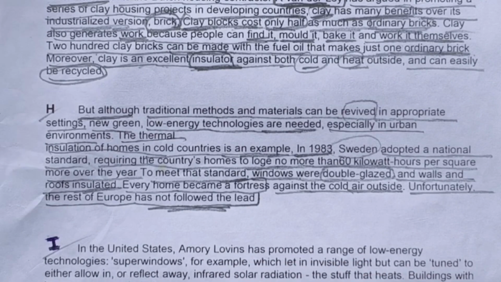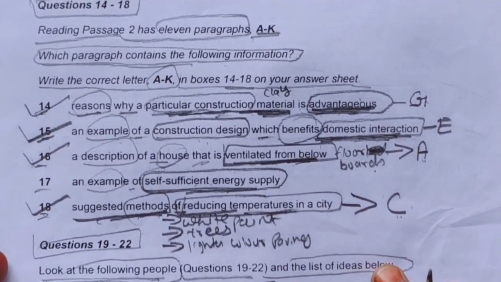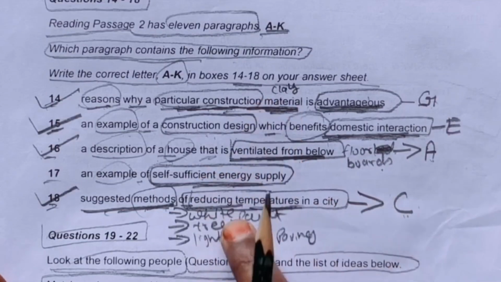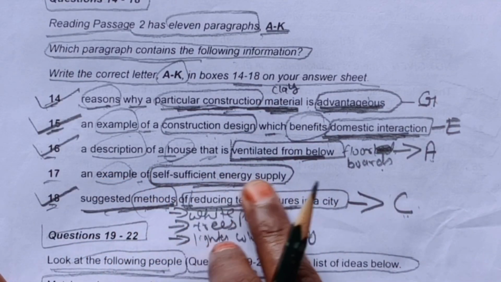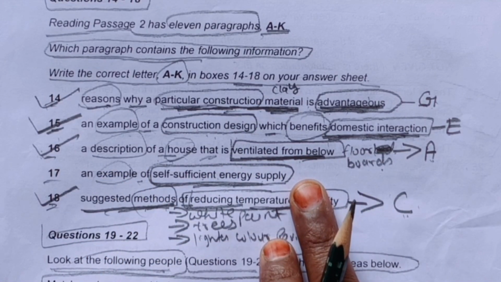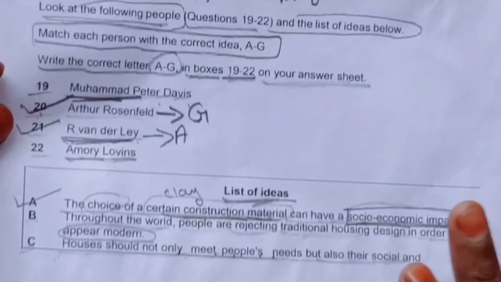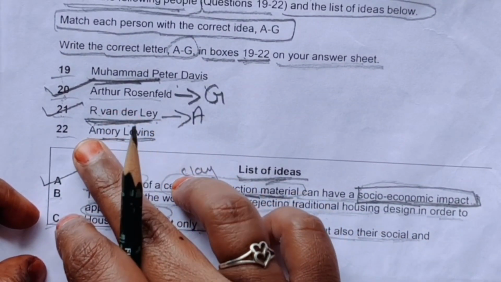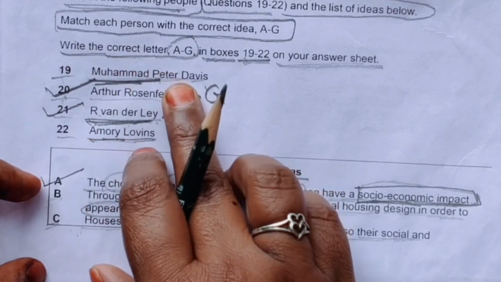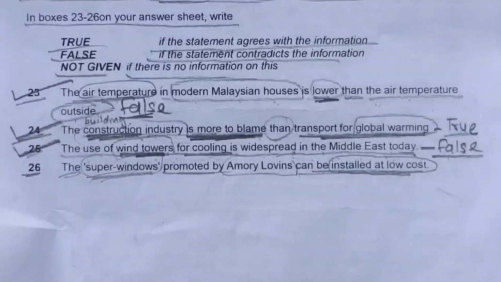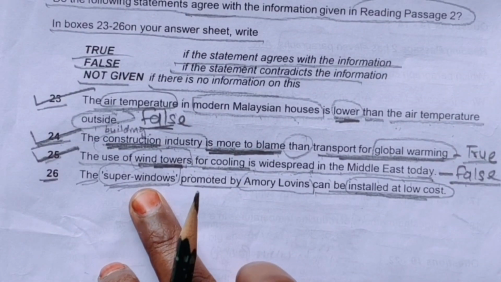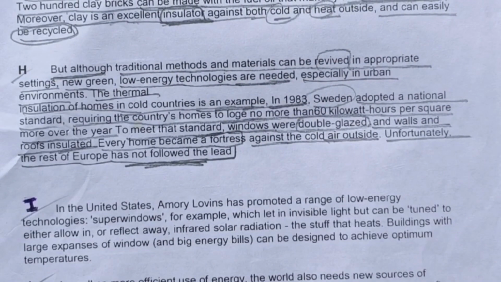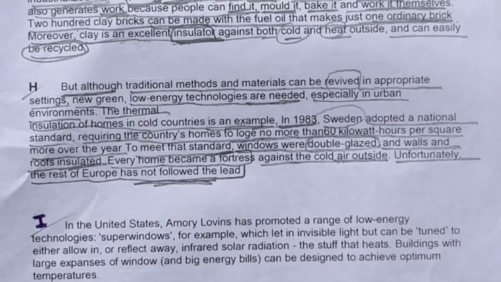So let's see whether we are getting our answer or not. In this question type, they are asking for the self-sufficient energy supply. In H paragraph, we have not seen anything regarding this, and we have not seen anything regarding Amory Lovins and Mohammed Peter Davies. And in another last question type, they are asking for super windows. So super windows in this paragraph.